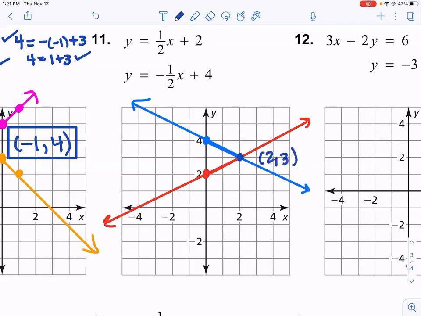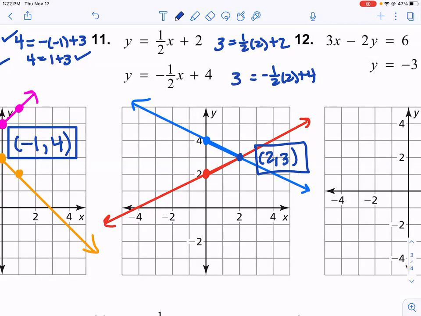2, 3. Preston, does 2, 3 satisfy the first equation? If I plug in 2 for x and 3 for y, is 1/2 times 2 plus 2 equal to 3? Yes. Okay, if we put it in the second one, -1/2 times 2 plus 4, does that equal 3? Sure does.